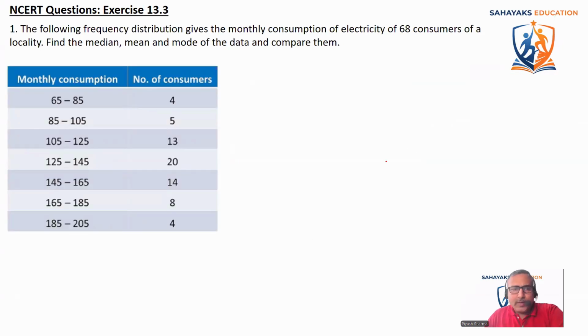Okay, so coming to the next question, it says the following frequency. So now we have started with the median. This is exercise 13.3 where mainly the median will be discussed. The following frequency distribution gives the monthly consumption of electricity of 68 consumers of a locality. Find the median, mean, and mode of the data and compare them.